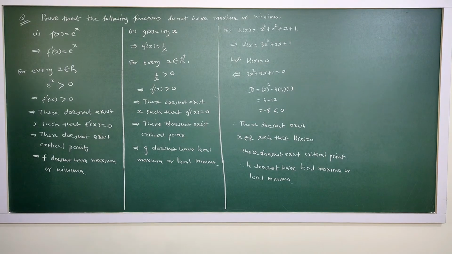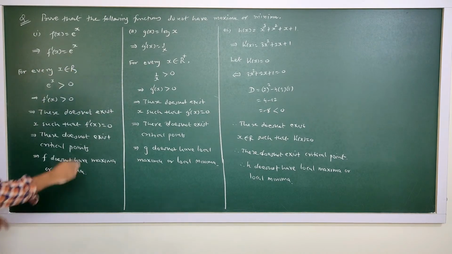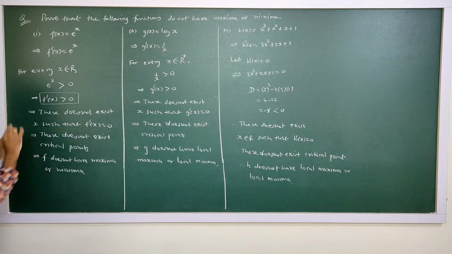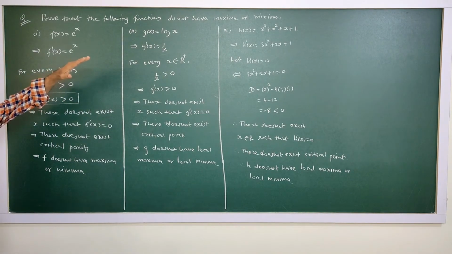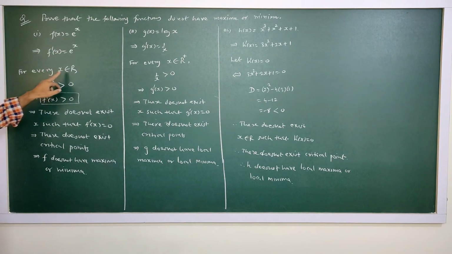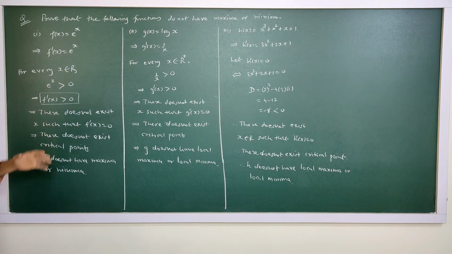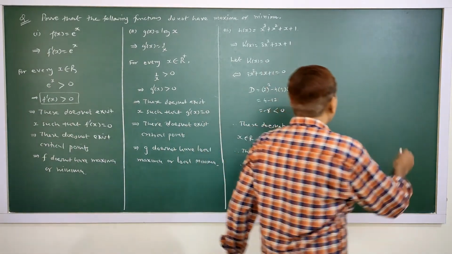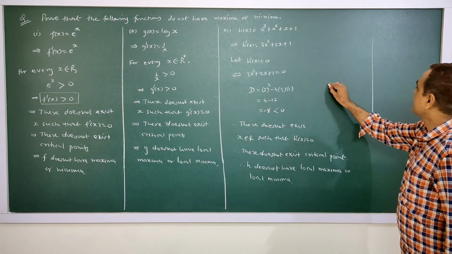So here one more point. For this function f, f'(x) is more than 0. So the function is increasing, and it is defined for every real. This function is strictly increasing on its domain. When a function is strictly increasing on its domain, that means something like this.